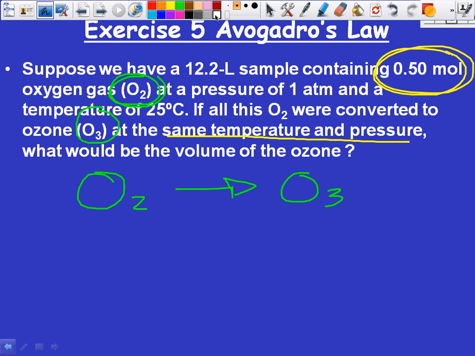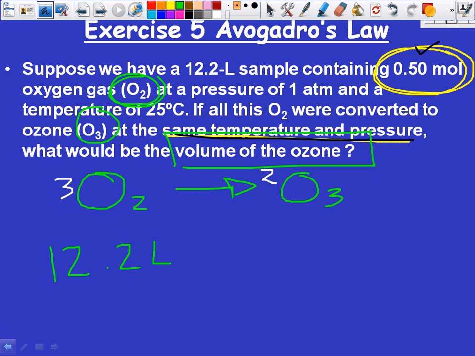Okay? So remember, this is your 2-3-6 rule. So put a 2 here, put a 3 here. Now they're both balanced. But remember, since it is under the same temperature and pressure, it is going to contain the exact same number of moles. But it's not asking about moles. It's asking about the volume. So the volume has to be altered based on the change in the mole ratio. So we have 12.2 liters.